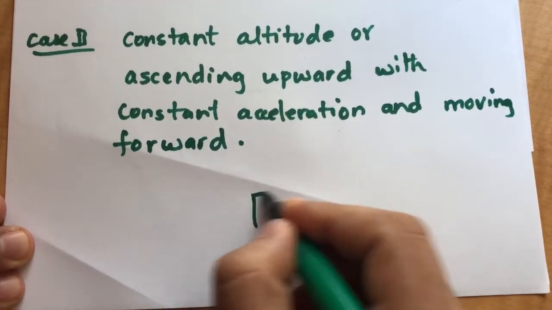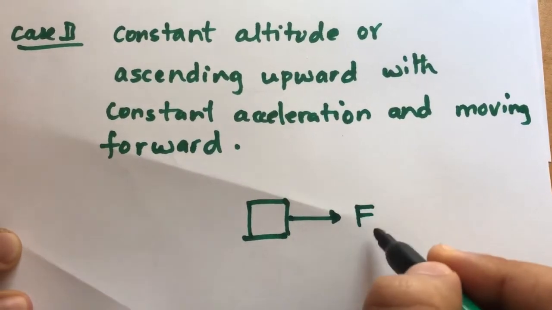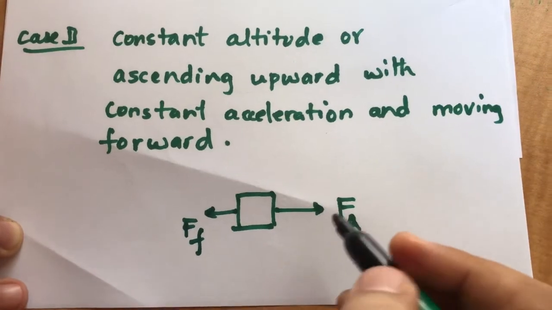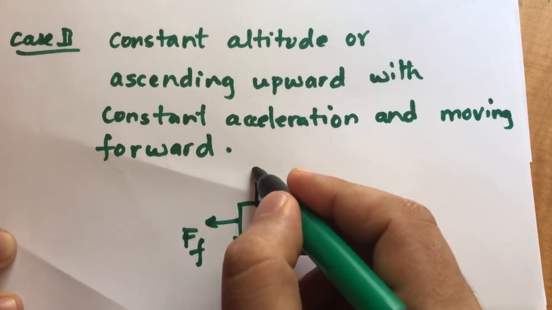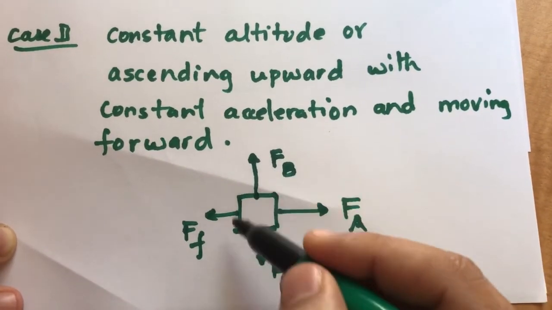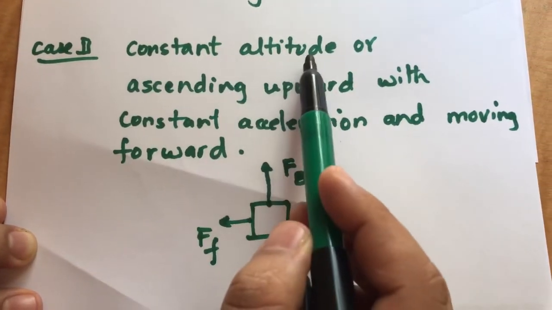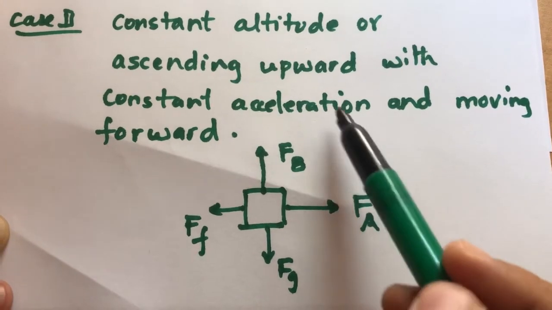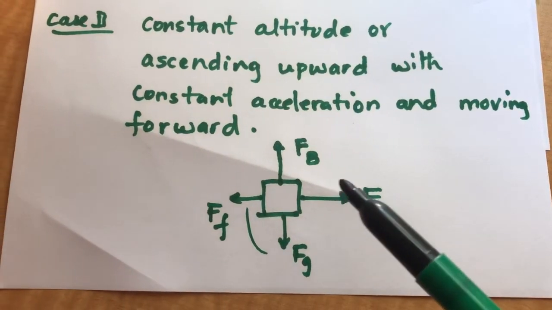So in this case, I can have 4 forces. The force applied by the engine of the aeroplane should be greater than the frictional force it experiences, whereas the force of gravity this time will be equal to the buoyant force. It is because it should not experience a net force in the vertical direction, since it is either at constant altitude or ascending upward with constant acceleration, which means no net force in this vertical direction. So that's how it goes.